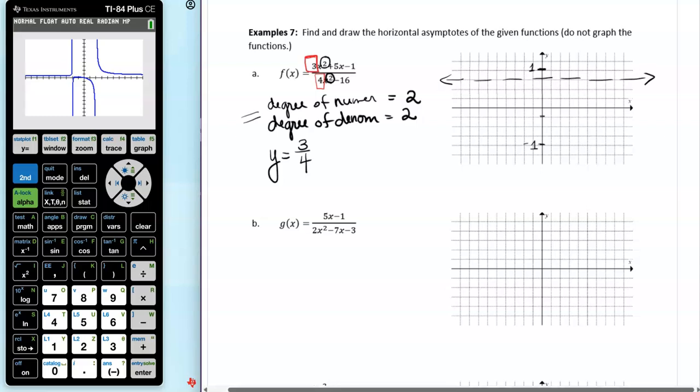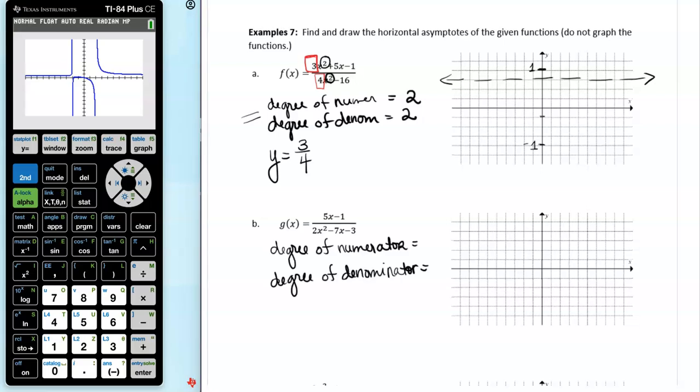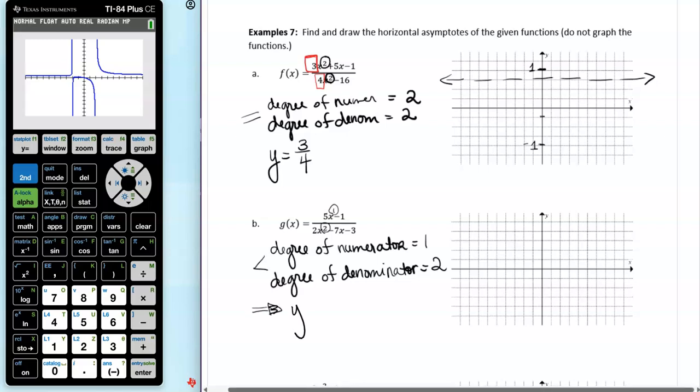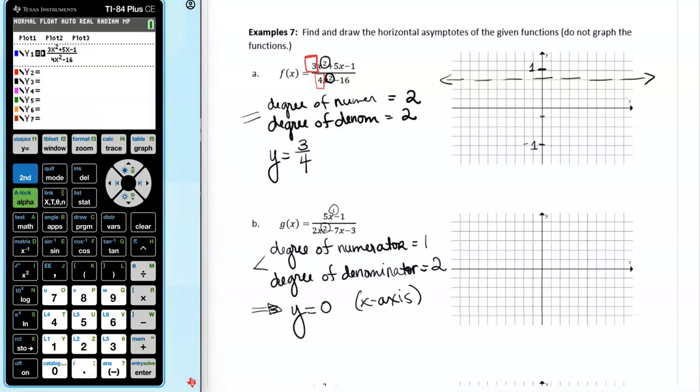On the second part of this example, we are to once again compare the degree of the numerator and the degree of the denominator. The degree of the numerator happens to be 1, and the degree of the denominator is 2. So the degree of the numerator is less than the degree of the denominator, which means that our horizontal asymptote happens at y equals 0, also known as the x-axis. And once again, we can graph this and see what happens with our function.